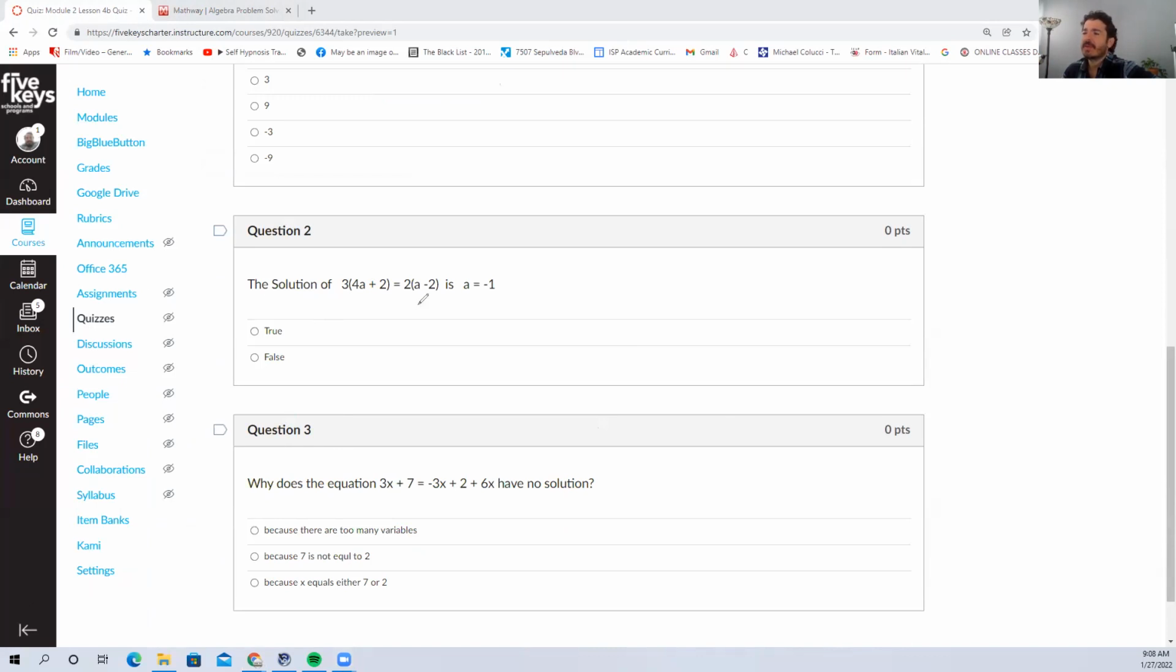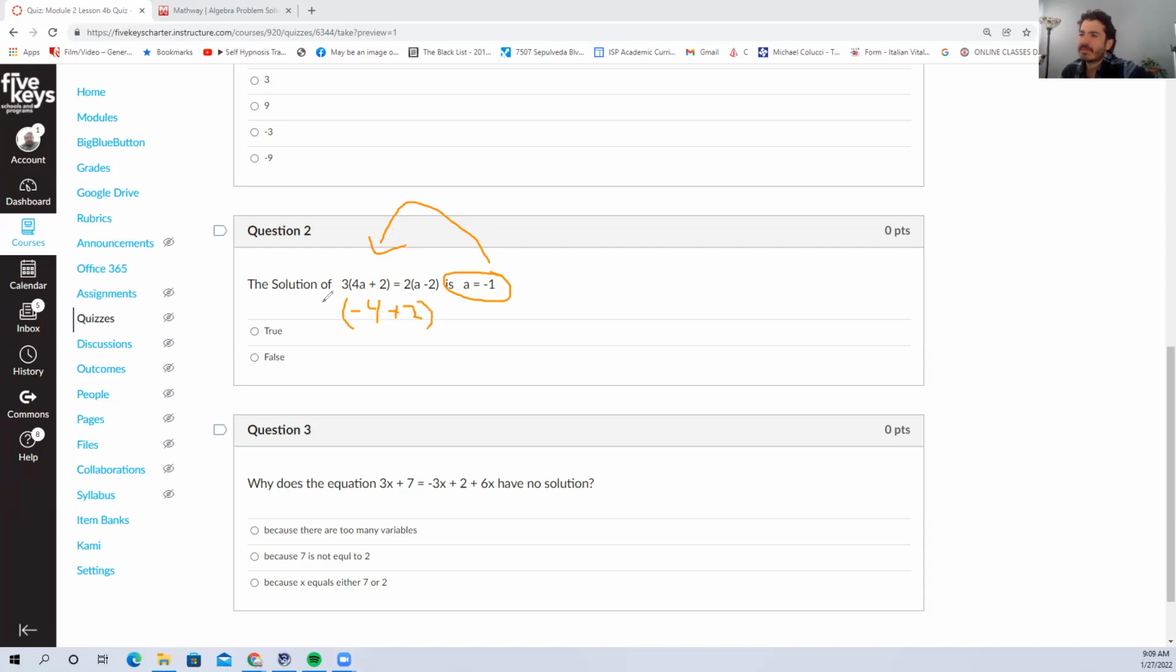doing different things, right? What were to happen if I were to just plug in a is -1 into this expression? I should get the same number on both sides, right? So 4 times -1 is -4 plus 2.